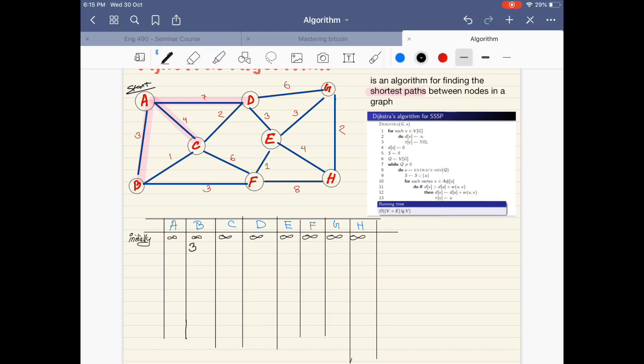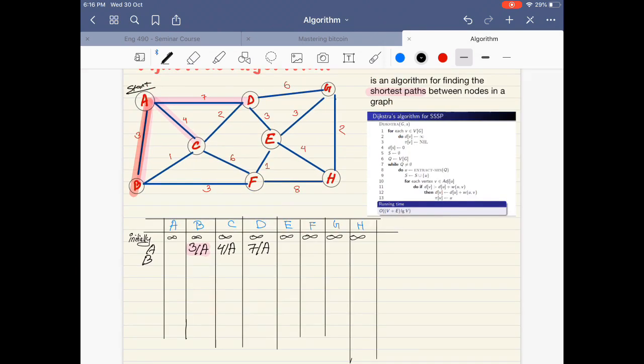So from A we can go to B, which is 3, so the parent would be A again. To C, that would be 4, the parent would be A. From A to D, 7, the parent would be A. Among these three, which one is the smallest? Of course 3 is the smallest, so we are gonna pick this one as our path. From this we have gone from A to B, so B is our current node now.